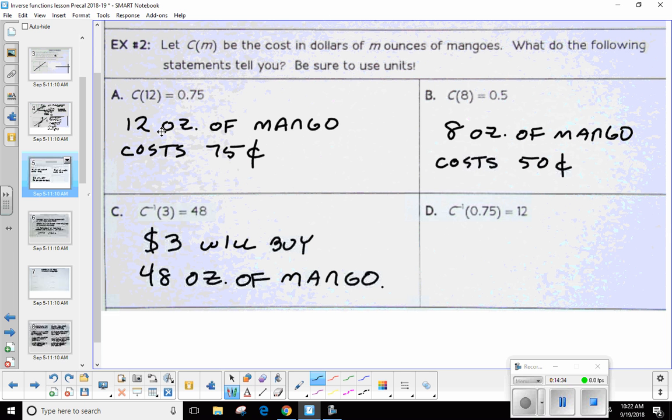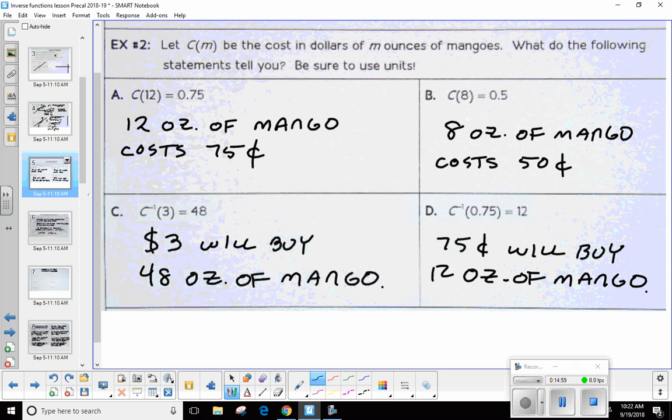Okay, D. So C inverse of 0.75 equals 12. Miriam, what would you say here? Okay. So 75 cents will buy 12 ounces of mango. Good.